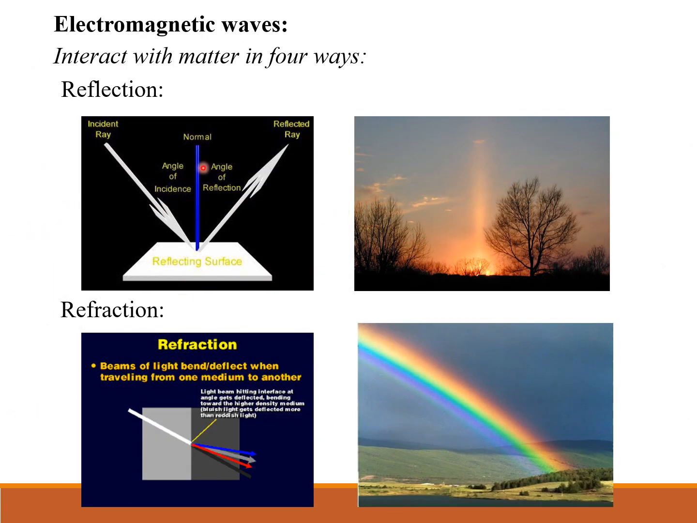Now, this picture shows the examples for reflection. When you see reflection, you have your incident ray and your reflected ray. This is an example of your signal getting reflected. And you have refraction. Refraction is nothing but traveling from one medium to another. The example is your rainbow.